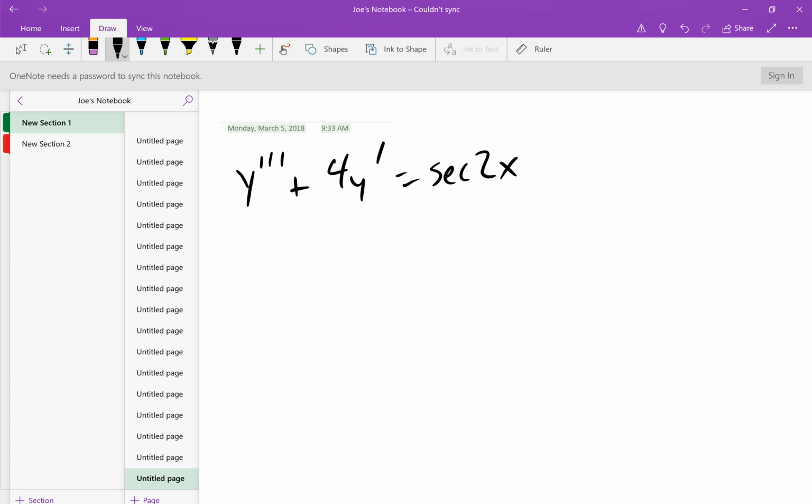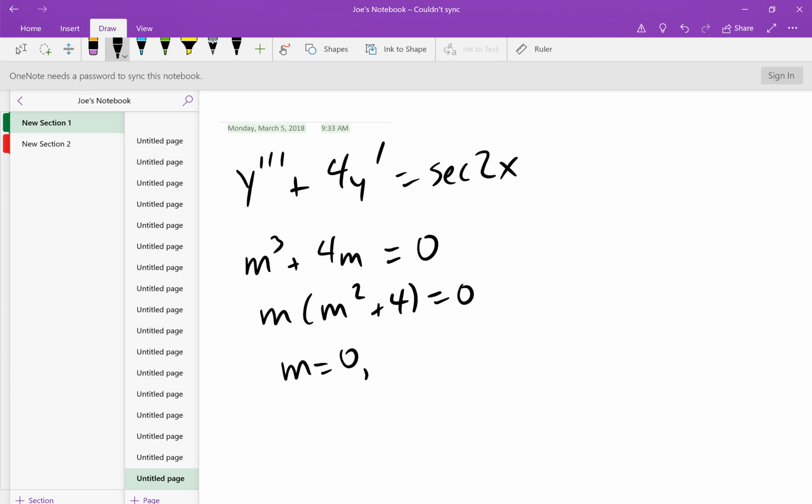Recall that to solve this type of equation using variation of parameters, the first thing we have to do is find the complementary solution, which is the solution to the associated homogeneous equation. So the characteristic equation would be m cubed plus 4m equals 0. That factors as m times m squared plus 4, which gives us solutions of 0 and plus or minus 2i. That tells us our complementary solution is c1 plus c2 cosine of 2x plus c3 sine of 2x.